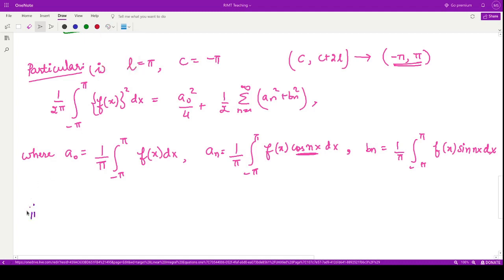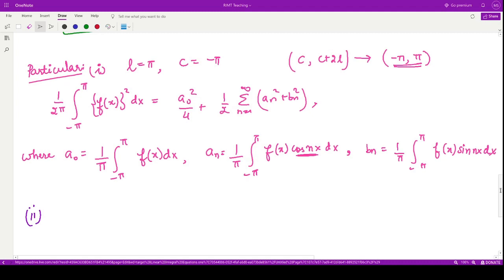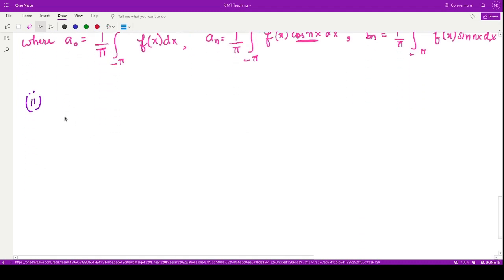In the second case, let me discuss whenever the value of L is equal to pi and c is equal to 0, then your interval c to c plus 2L would reduce to your interval 0 to 2 pi. So this is another interval that we see in very many examples, right? So this is our interval now.